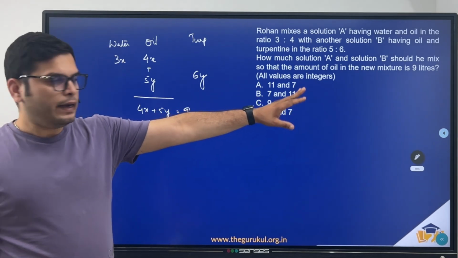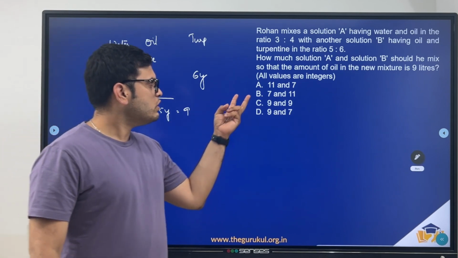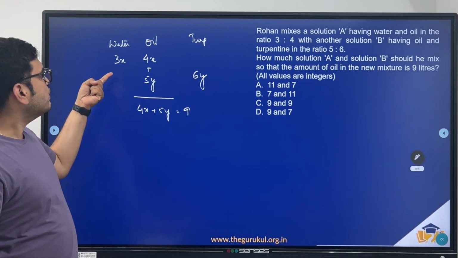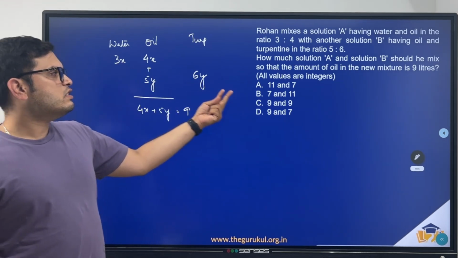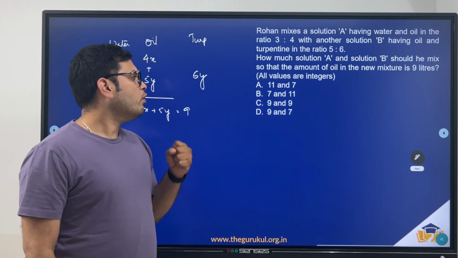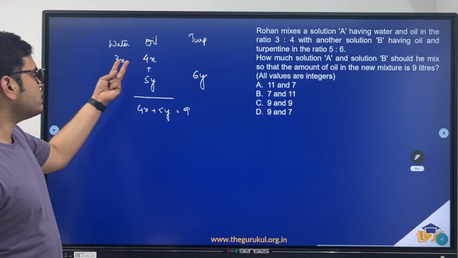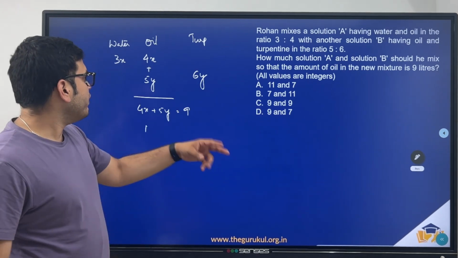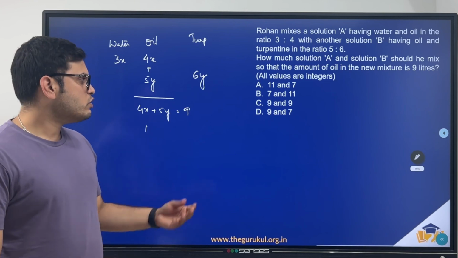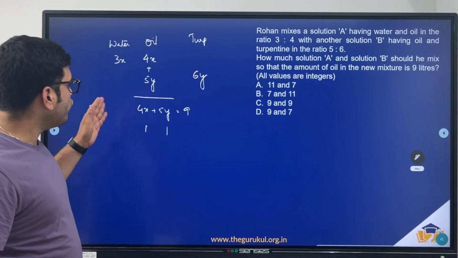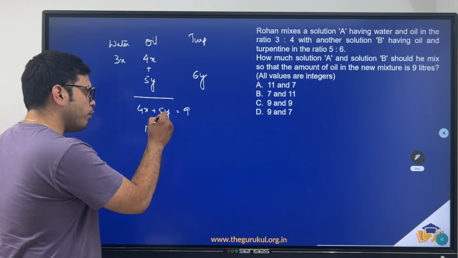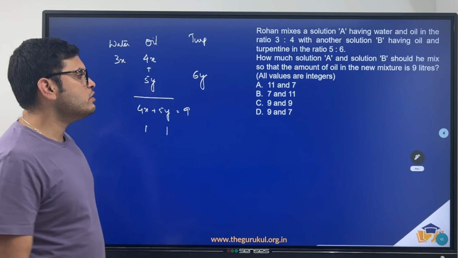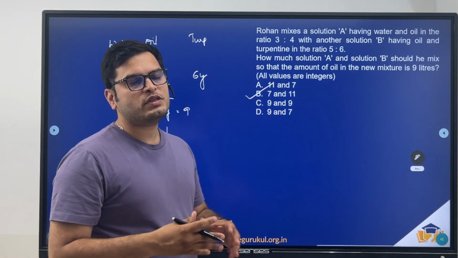All values are integers. So the best way to solve this question is going through options. Right. Now 11 and 7. If we have 3x plus 4x, 7x is equal to 11, we do not get an integer. Now option B, 7 and 11. So 3x plus 4x, 7x is equal to 7. What is the value of x? 1. And 5y plus 6y, 11y is equal to 11. What is the value of y? 1. So if the values of x and y are 1, right? So 4 plus 5 is equal to 9. That satisfies this equation. Both are integers. So the answer for this question should be option B.